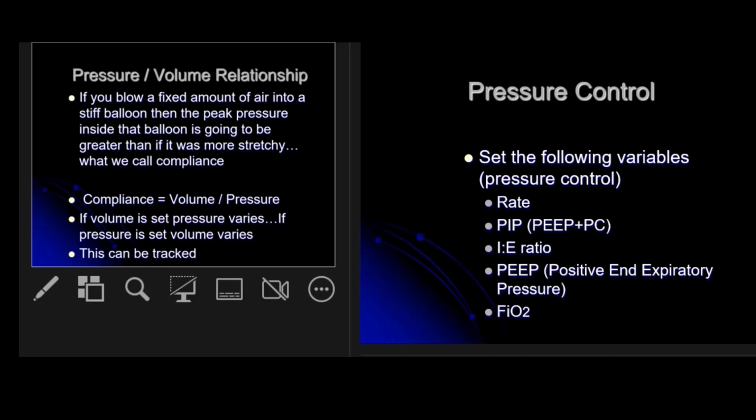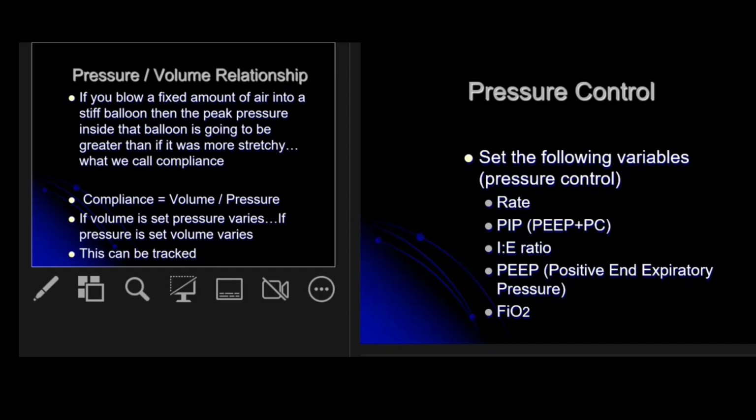We know that there's a pressure volume relationship in the lungs, so we call that compliance. Compliance is equal to the volume divided by the pressure, or delta V over delta P. If you blow a fixed amount of air into a stiff balloon, the first time you blow up a balloon, it's really hard to blow it up, right? And your cheeks puff out and they hurt. You got to keep blowing it. And finally it gives. And then once it gives, it blows up easily.